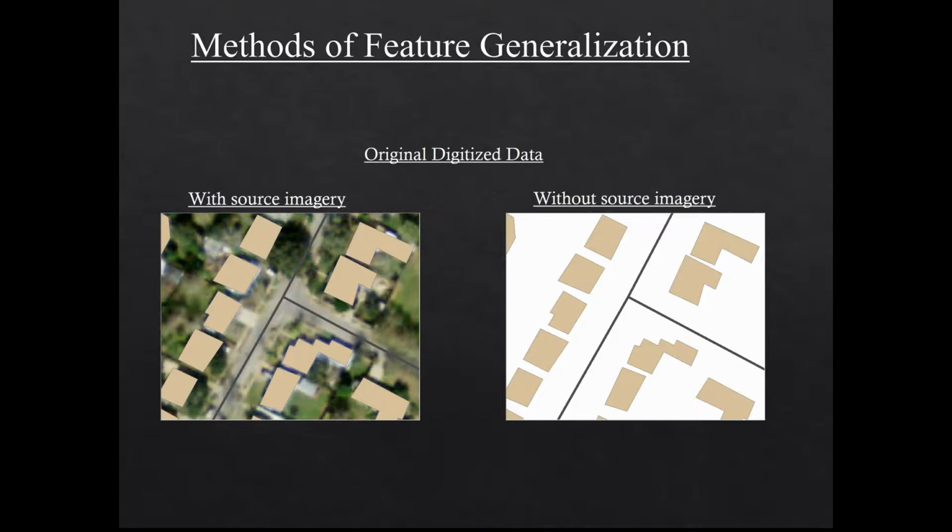We will now focus on only the digitized objects and ways in which we can generalize those objects to aid in map legibility when we display this information on maps.